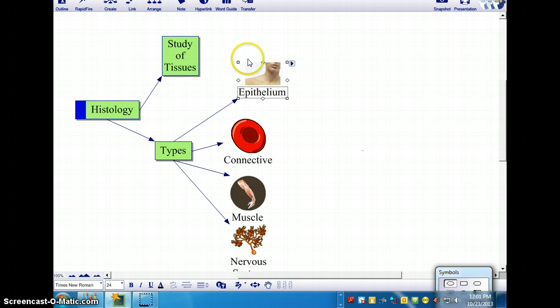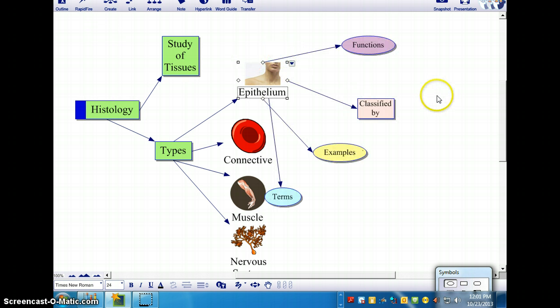Today we're going to look at epithelium tissue in terms of its function, how you classify the different types, examples in the body of the different types, and terms used to describe epithelial tissue.